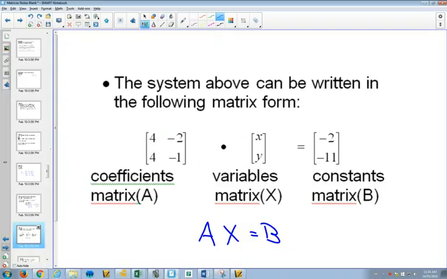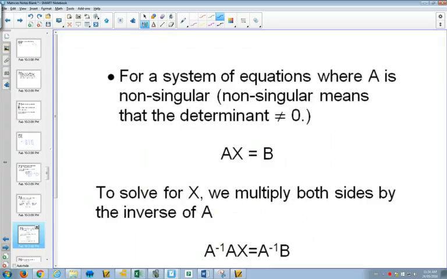Notice that if you multiplied A times X, that would cause you to take this row and multiply it by that column. Can you see that you would get 4X minus 2Y, and it would equal negative 2, which is your first equation. And the second one would be 4X minus Y equals negative 11. So you get this equation that's AX equals B.